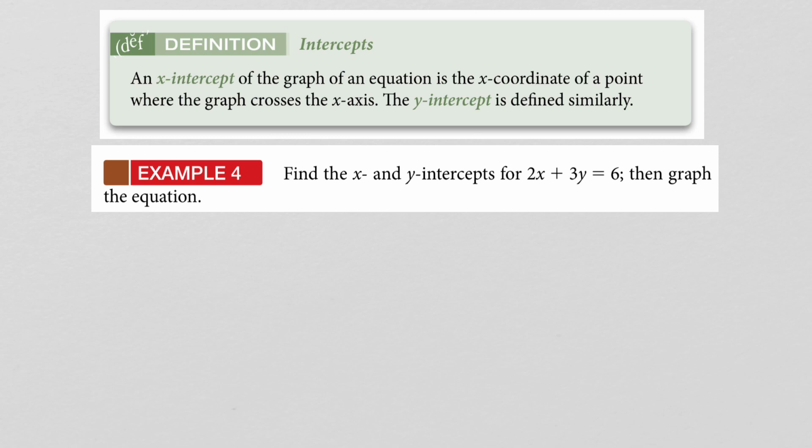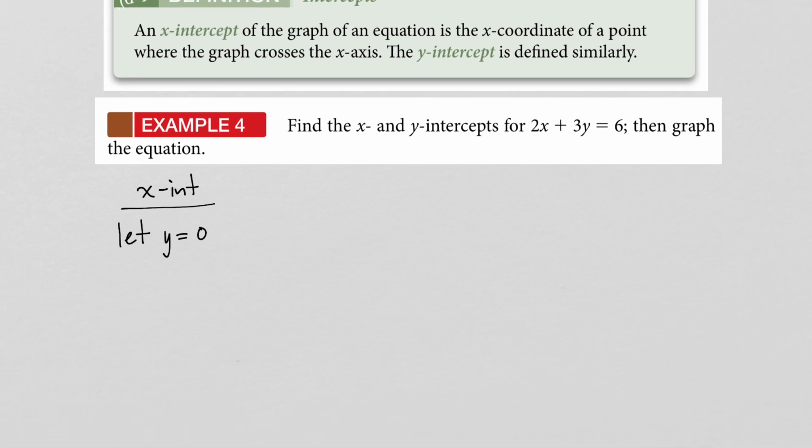So for example, if I have an equation such as 2x plus 3y is equal to 6, I can graph this equation by simply finding the x and y intercepts. So let's think about this now. If I want to find the x-intercept of a graph, the way to do this is to let y be equal to 0. Now, I'll show you why in just a minute.